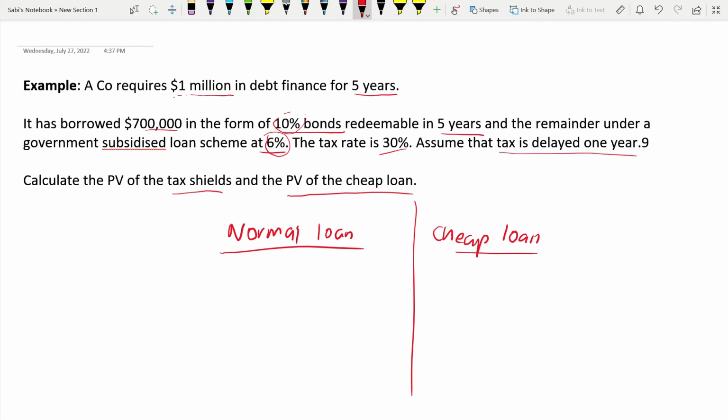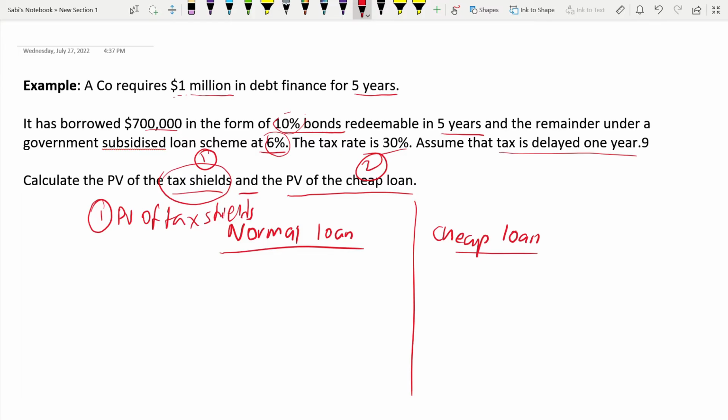So how do you start? At least for the normal loan, do the same thing for the cheap loan, just change the rate. Okay, so you have to find, and what are you finding? The present value of the tax shield and the present value of the cheap loan. This is requirement number 1, this is requirement number 2. We are doing number 1, present value of tax shield. So we have to work with the tax.